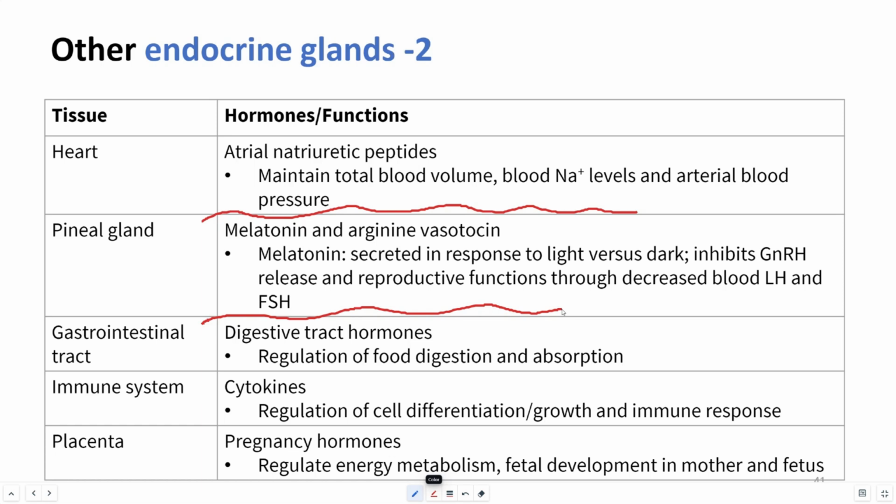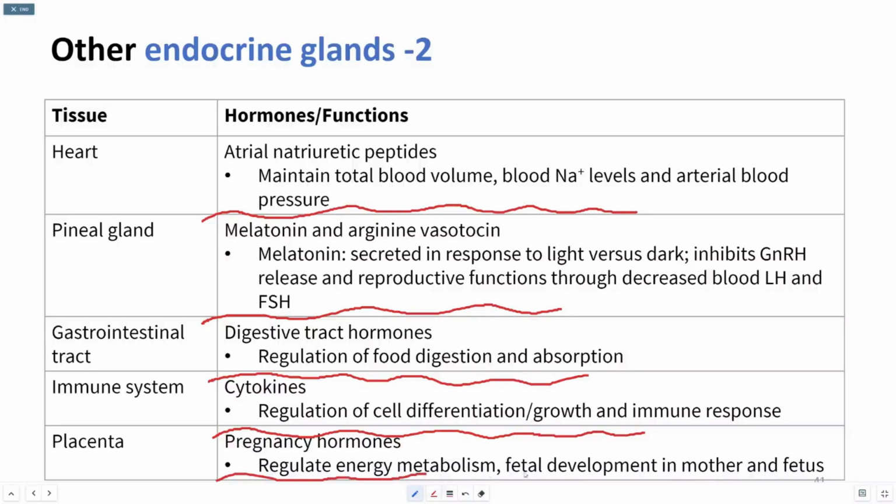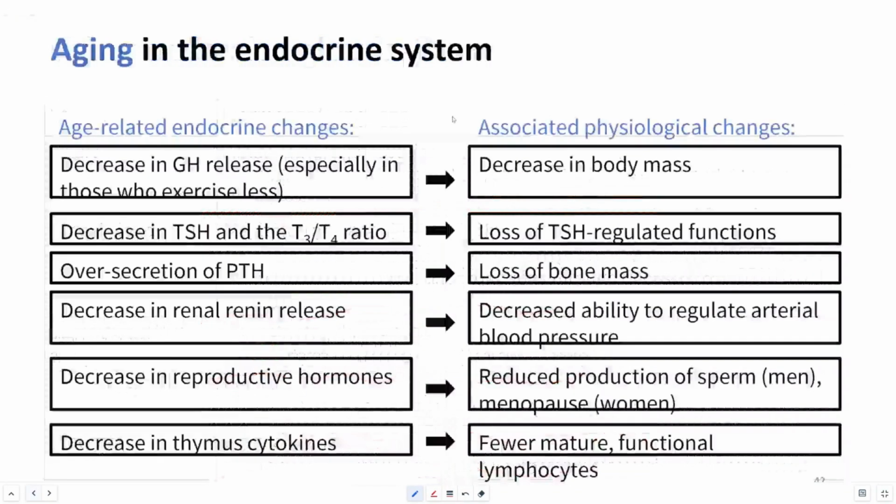The third one is in the GI tract. There are also digestive hormones that regulate the release of acid, like gastrin. Also some local signals in the immune cells called cytokines that will then cause cells to grow and differentiate. And of course the pregnancy hormones progesterone and estrogen, which we'll talk a little bit more about in the reproductive system. Aging in the endocrine system.